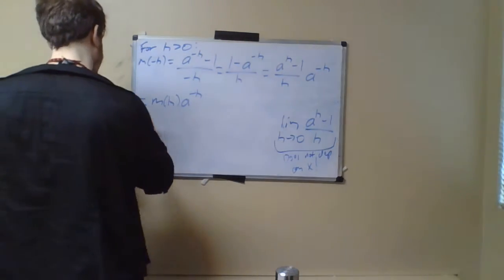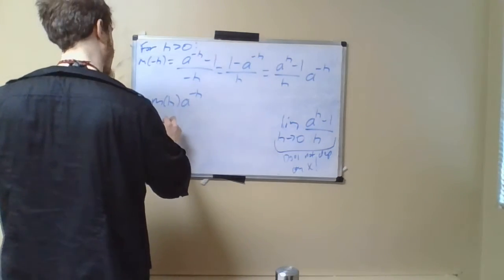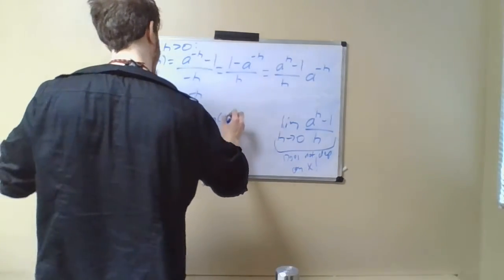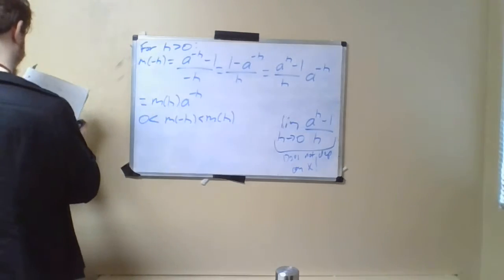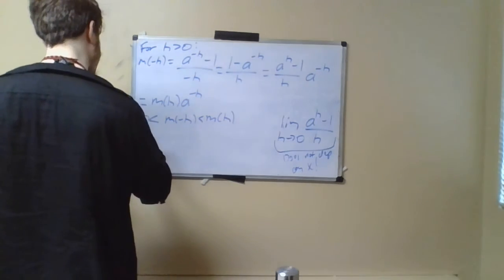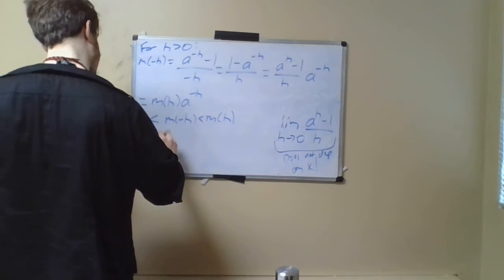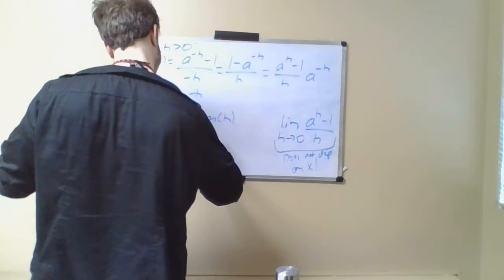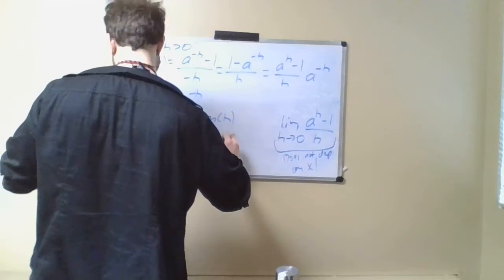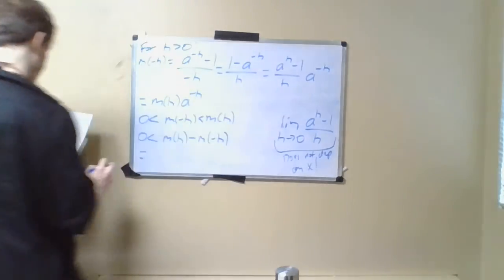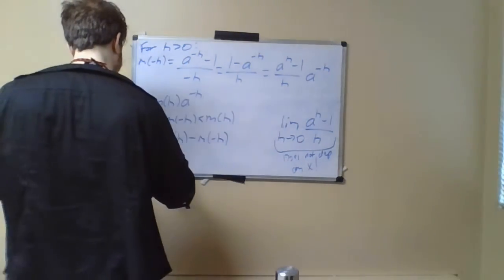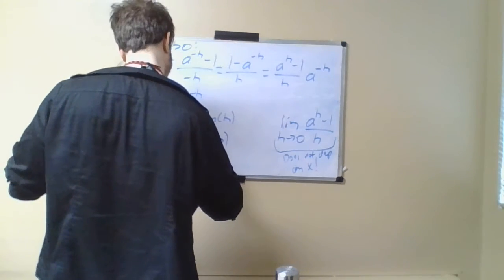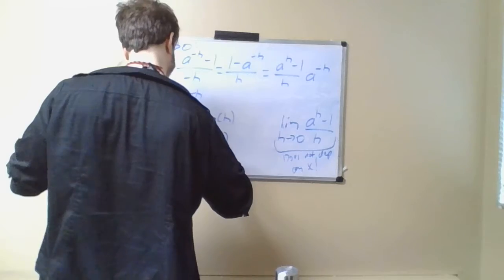This means 0 is less than m of negative h, which is less than m of positive h. And that means that 0 is less than m of h minus m of negative h. But if you calculate what this becomes, this is actually m of h times 1 minus a to the minus h.